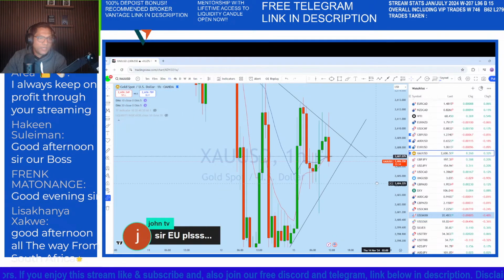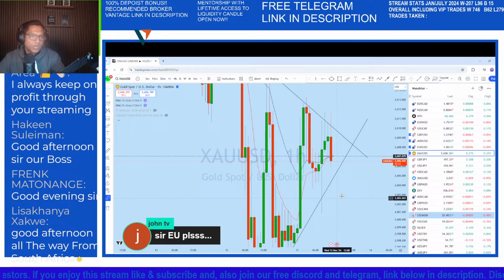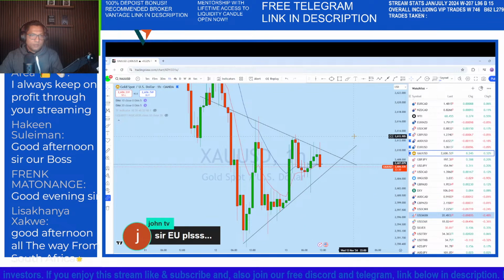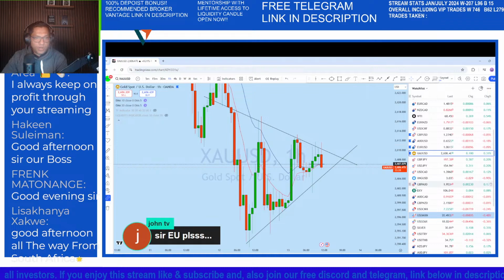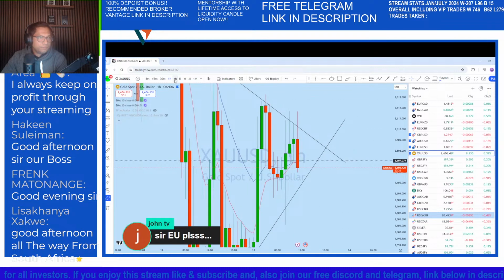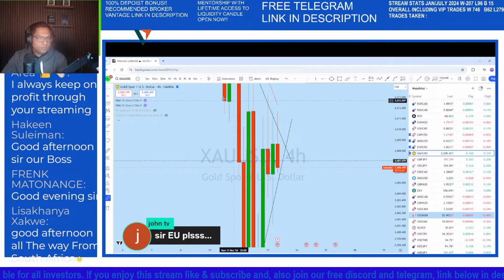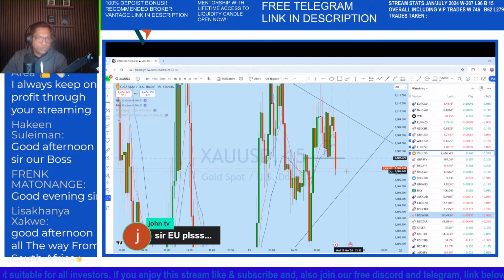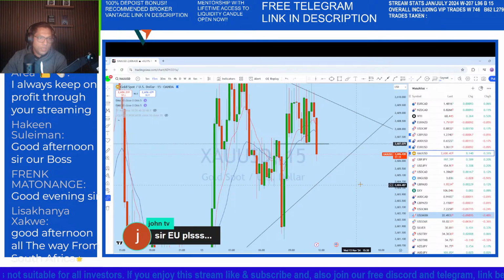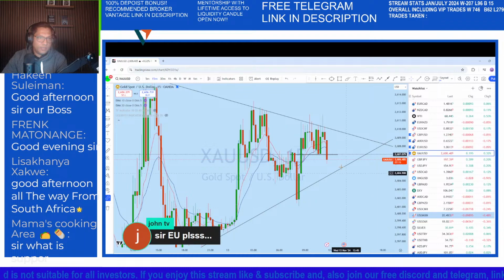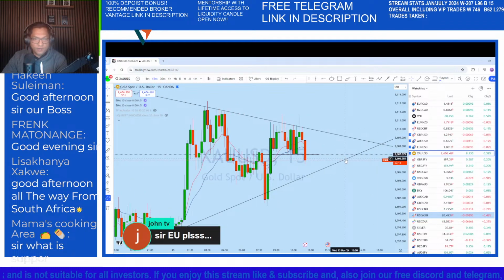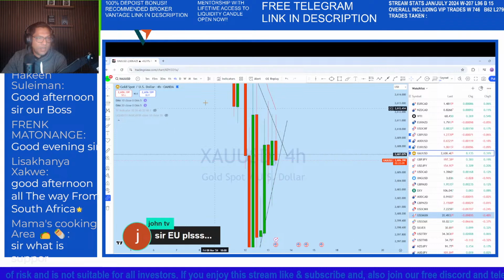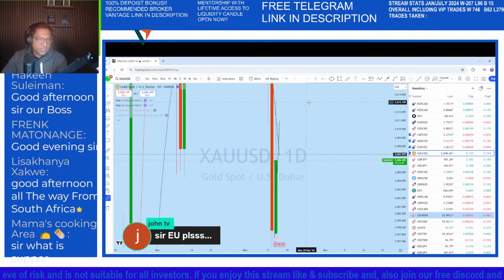Okay, lower time frame price action, we can see that break of structure here, and with that break of structure, we want to see it breaking below. This is very choppy at the moment, but with the CPI we might find a directional bias.